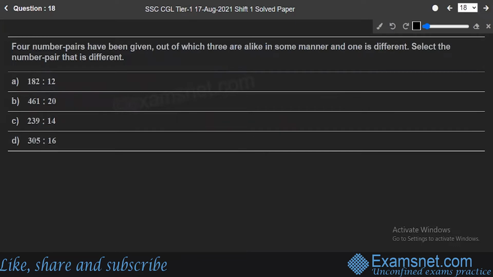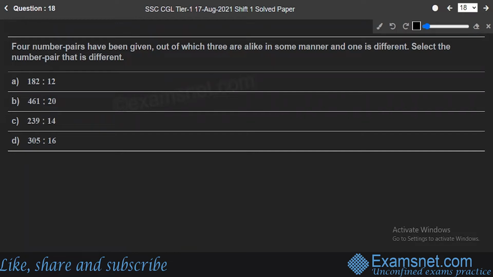Four number pairs are given, out of which three are alike in some manner and one is different. You have to find out which one is different. Let's go. See, in the first, second, third, fourth, you have to see the odd one out. You have to get the logic, which is true for some of them and it is not true for one of them. If I'm looking at this number and this number, there's a huge difference between those two numbers. Of course, we are going something in the multiplication side.